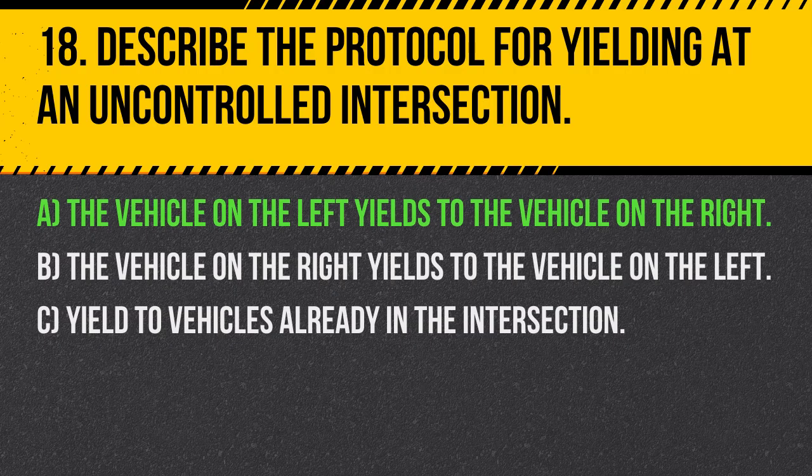Answer: A. The vehicle on the left yields to the vehicle on the right. This rule helps prevent collisions by clearly defining right-of-way.